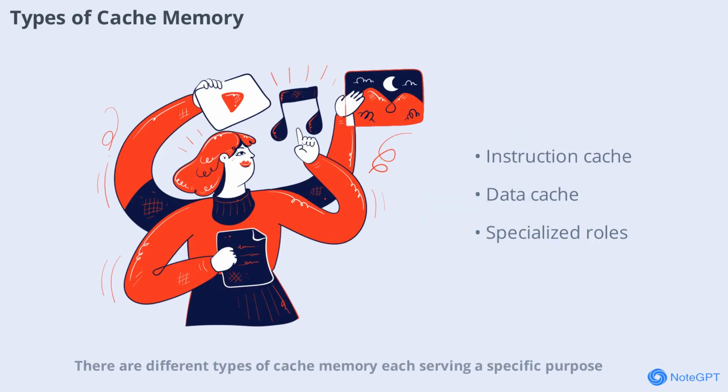There are different types of cache memory, each serving a specific purpose. Instruction cache stores program instructions, while data cache holds the actual data being processed. Some systems even have separate caches for different types of data, further optimizing performance.